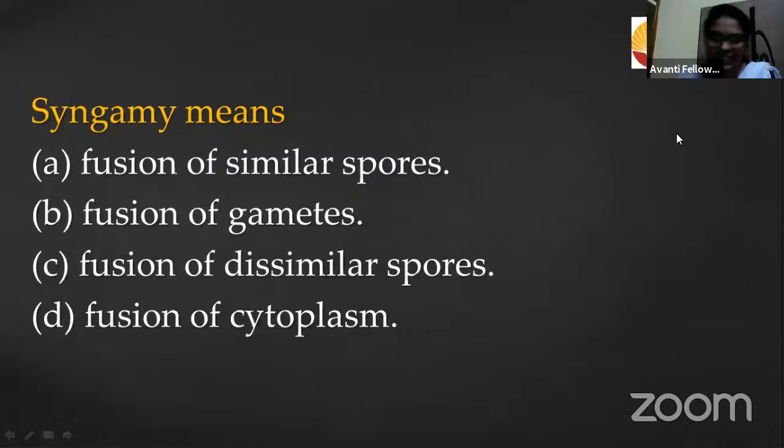Hi. So which is your answer? Answer is B, C, D. Which is the answer? A. Okay, so last 20 seconds. Last 20 seconds. Very good, Ashwini, Harsha.